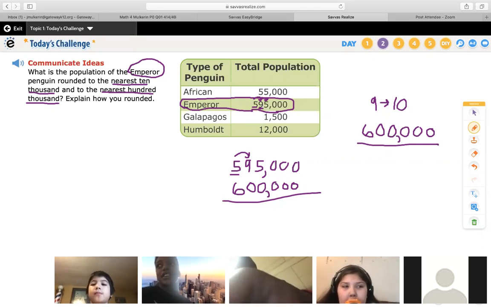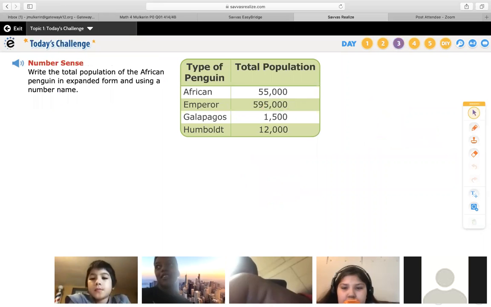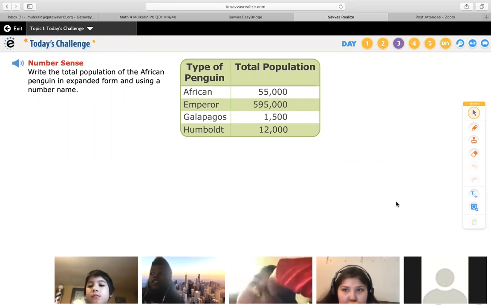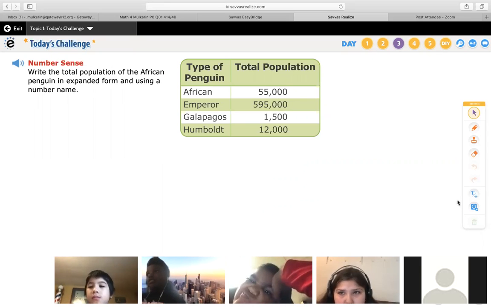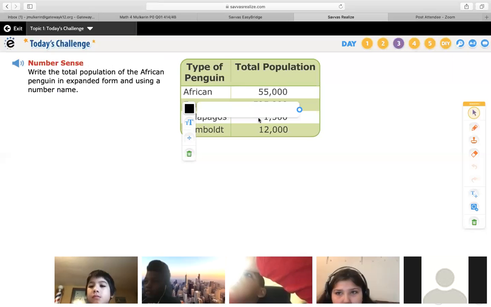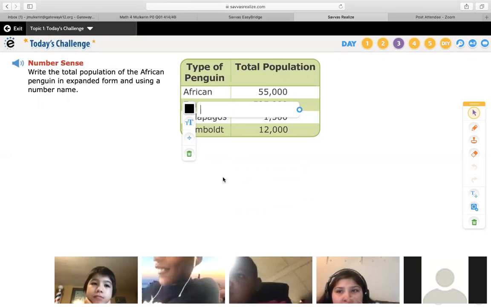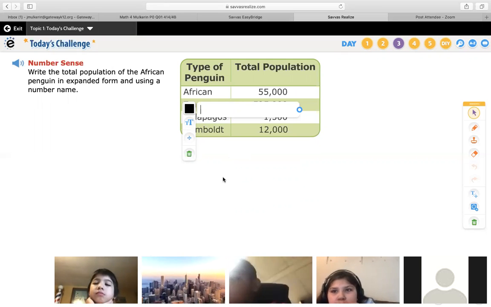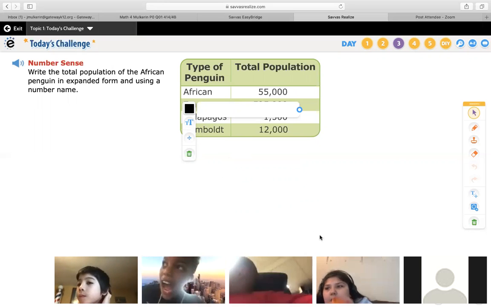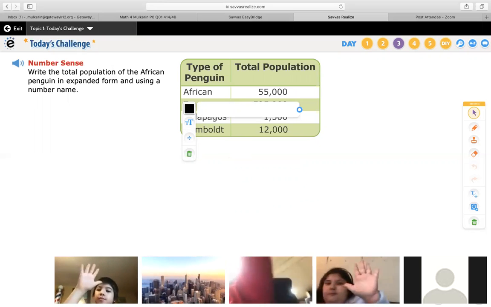Okay, let's look at our next one. Number sense. It says to write the total population of the African penguin in expanded form and using a number name. Oh my goodness. I'm going to use a text box for this one. Let me move it down. That's all right, it's right under it anyways. Who can read that number? What's our total population of African penguins, Tristan?